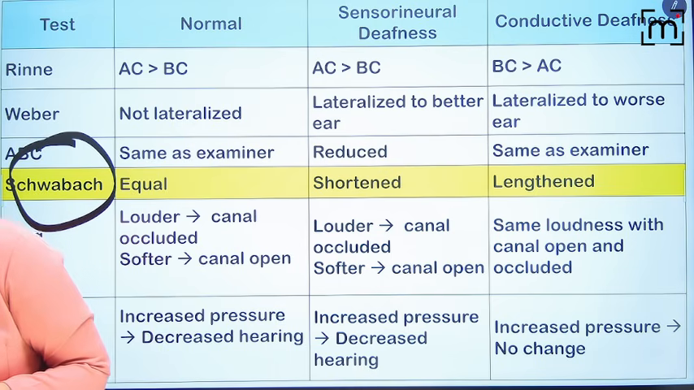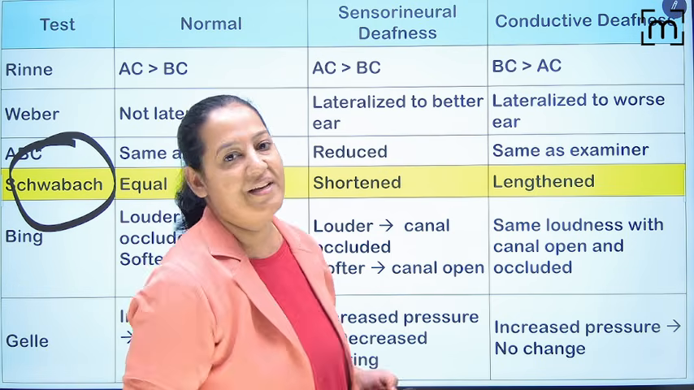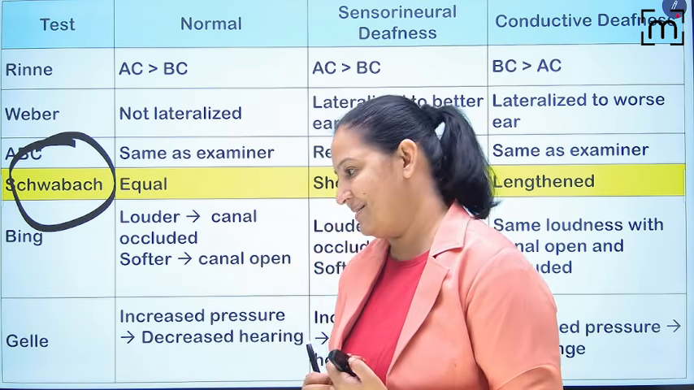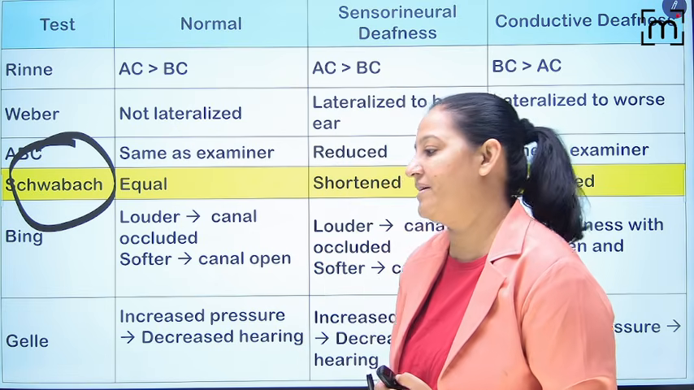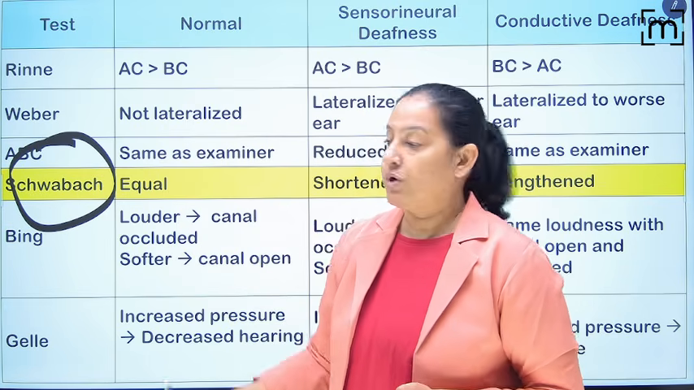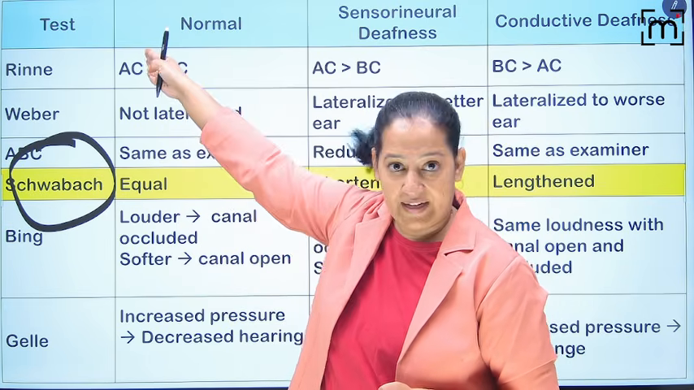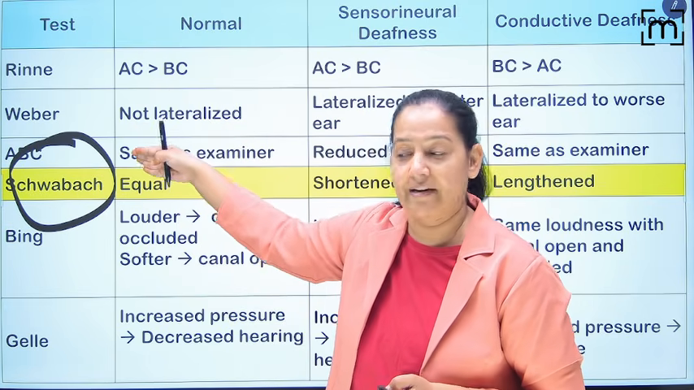Yes, Anushka, I guess I have answered your question. So here the catch is the background noise. You are right, it should be equal, but background noise is interference. You can take the example of the wax. Chalo, so we are done with the 4 tests. Rinne is done, Weber done, ABC done, Schwabach's done.